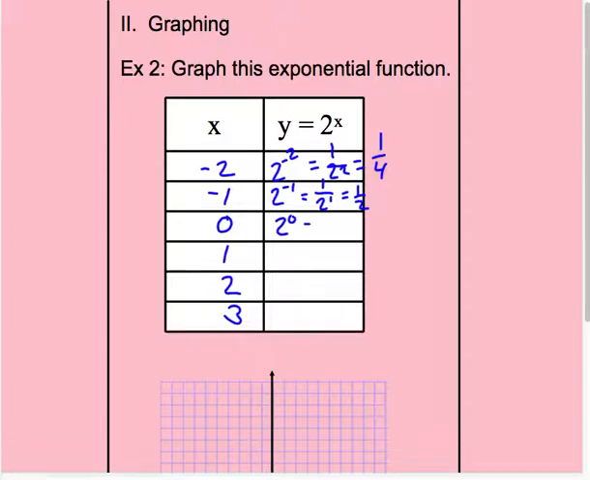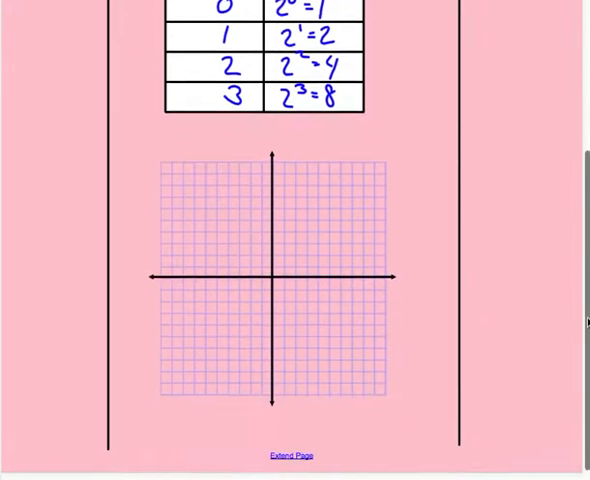2 to the 0 power is 1. 2 to the first power is 2. 2 squared is 4. And 2 cubed is 8. So we plot those values on our graph. So negative 2, 1/4 would be about here. Negative 1, 1/2. 0, 1. 1, 2. 2, 4. And 3, 8.